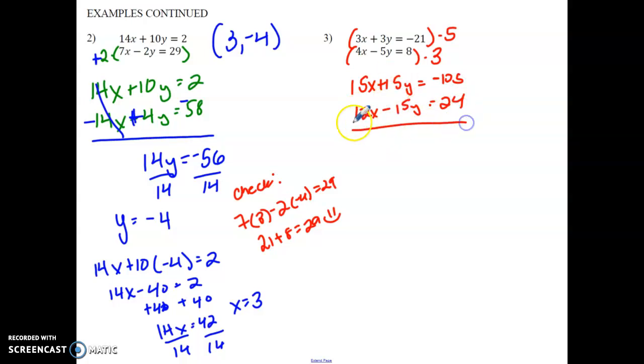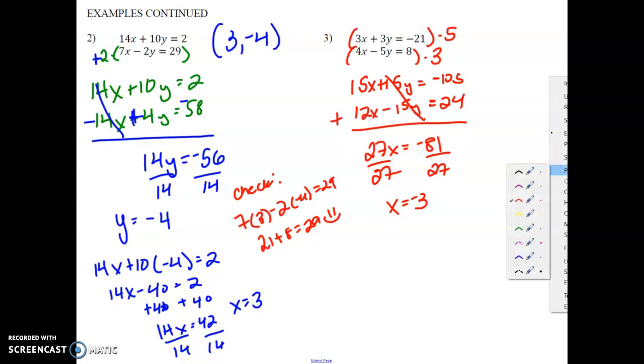Now notice my y's both have 15s and one's positive, one's negative. So I can go ahead and cancel those and then add the rest together to get 27x equals negative 81. Divide by 27 on both sides to get x equals negative 3. And then we're going to plug that back into one of the originals.